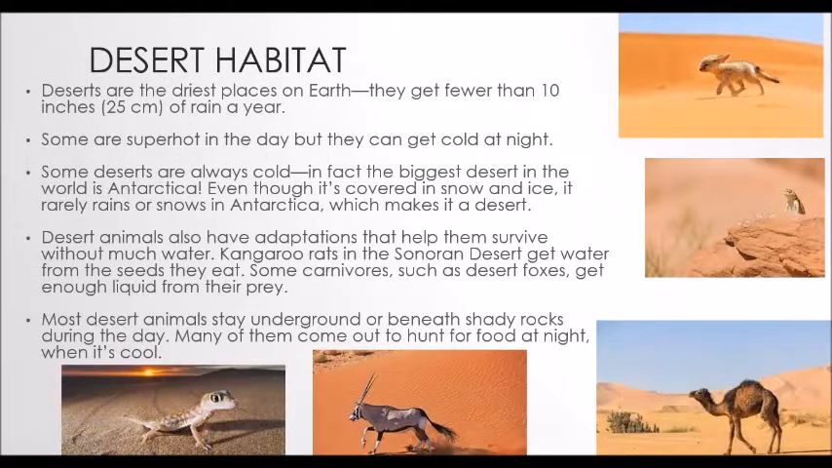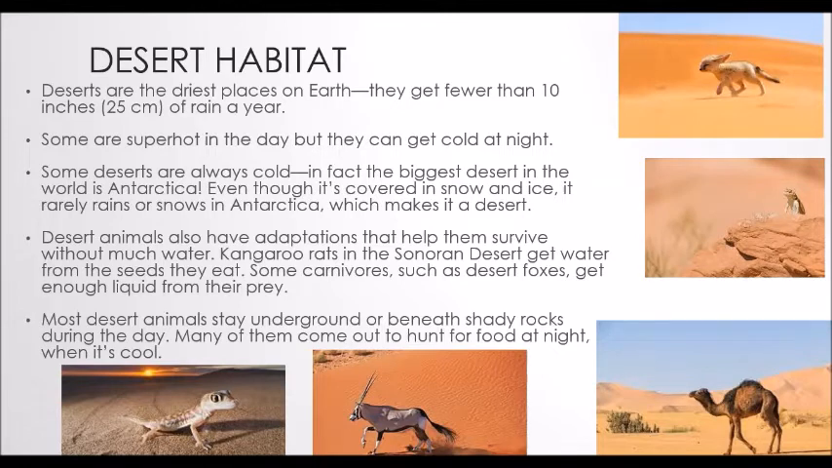This is the one that we're most familiar with in the UAE, the desert habitat. Deserts are the driest place on Earth. Some of them get really hot in the day, but then they can get cold at night. And some deserts, like I just told you about, are always cold. The biggest desert in the world is actually Antarctica. So even though there's snow and ice, it doesn't rain. And it doesn't really snow that much in Antarctica either, which makes it a desert because of the lack of rainfall.